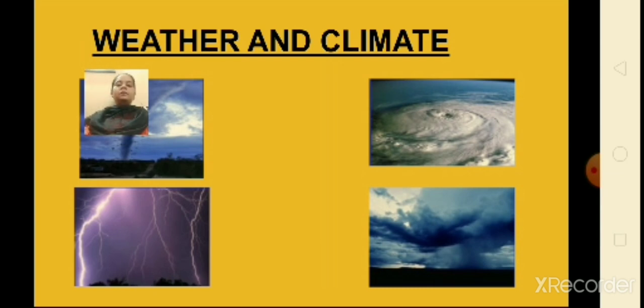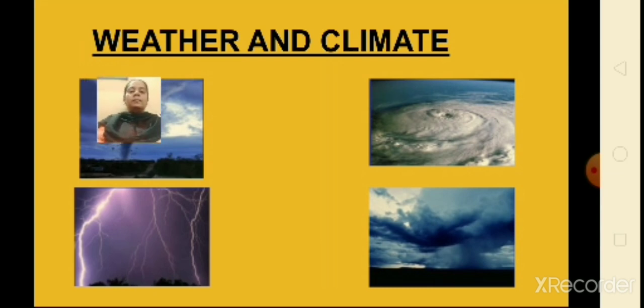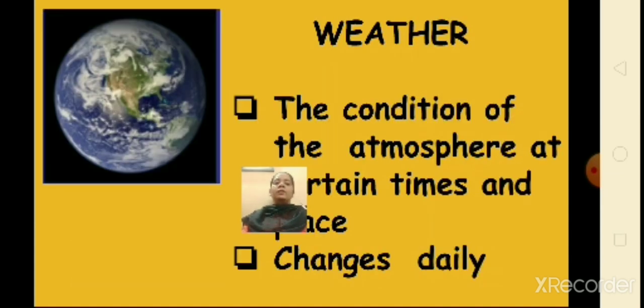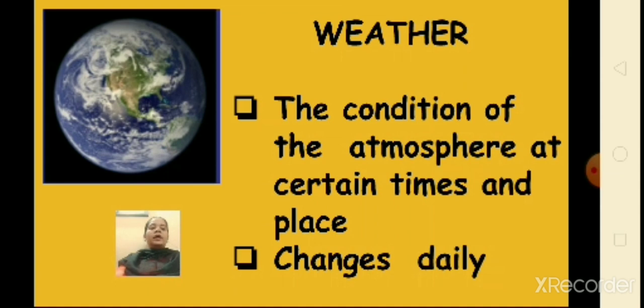So, children, what is weather? Weather is a combination of events that happen each day in our atmosphere, including the temperature, rainfall, and humidity. Weather is not the same everywhere, right? So, what is weather? It is a condition of the atmosphere at certain times and place, and weather also changes daily.